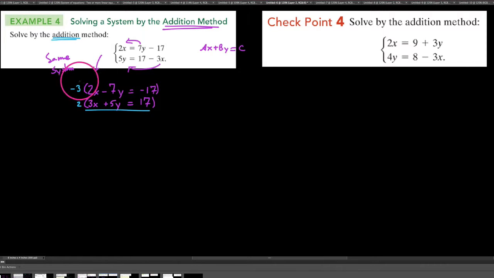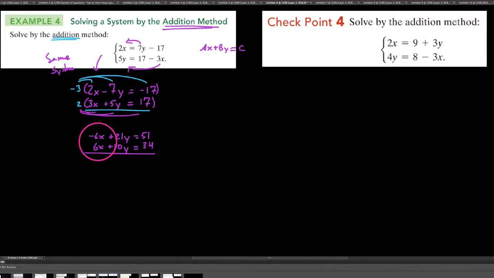That way, when we distribute, what we'll get on top for our x's is a negative 6x, but here we'll get a positive 6x. Redistributing and rewriting, we get negative 6x plus 21y equals negative 3 times negative 17, which is positive 51. Distributing the bottom equation, we get 6x plus 10y equal to 2 times 17, which is 34. Adding these together, our coefficients are opposites, so we get 31y equal to 51 plus 34, which is 85.